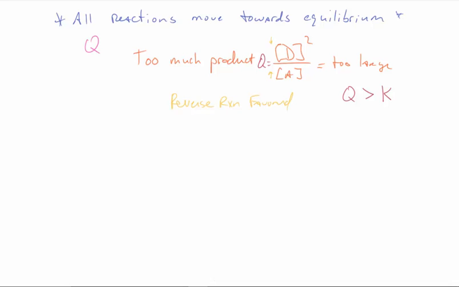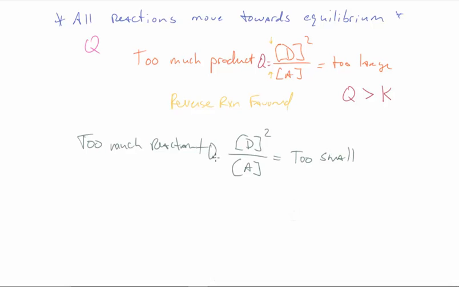Now, the other scenario that we're going to take a look at is what happens when we have too much reactant. If I have too much reactant, I'm looking at this same equilibrium expression, right? And in this particular case, my ratio will be too small. So again, this is Q equal to that equilibrium expression because I'm not at equilibrium. I don't have that ratio, right? And so in this particular case, Q is less than K.